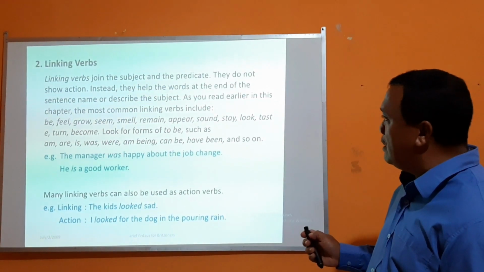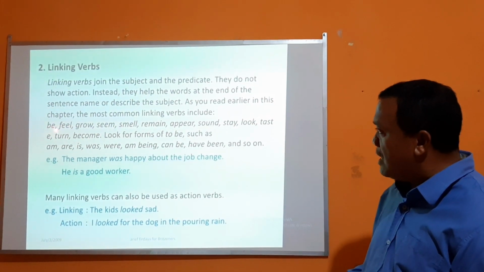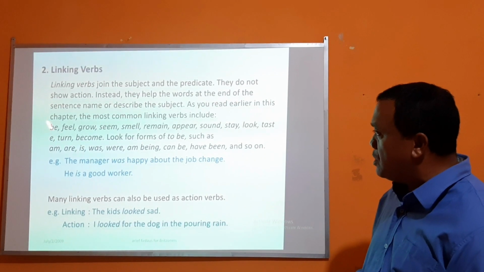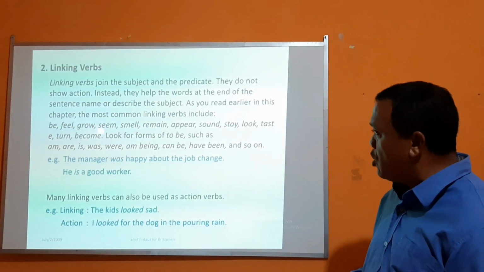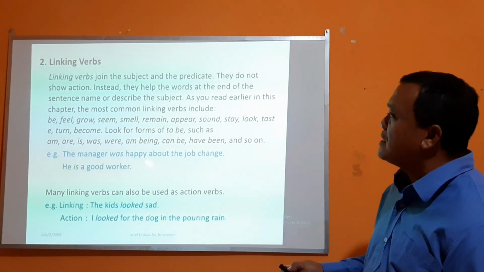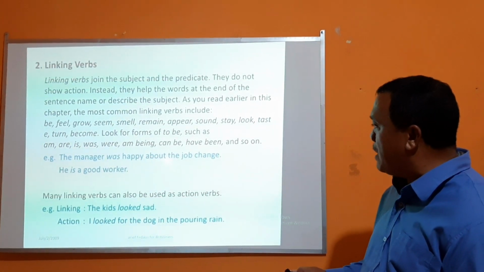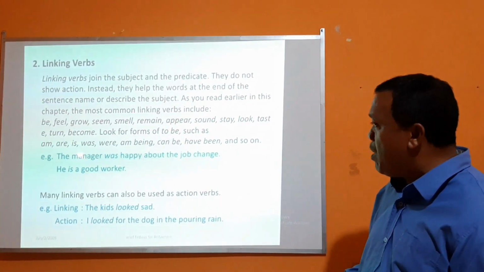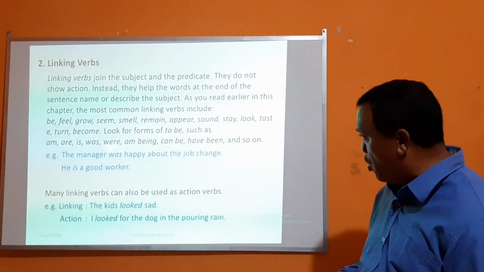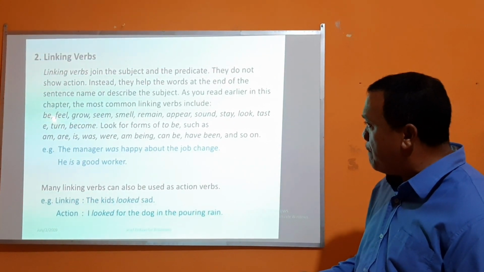As you read earlier, the most common linking verbs include be, like, is, am, are, was, were, feel, grow, seem, smell, remain, appear, sound, stay, look, etc. The example, the manager was happy about the job change. What is the linking verb here? Was. Was is linking verb in the form of be.